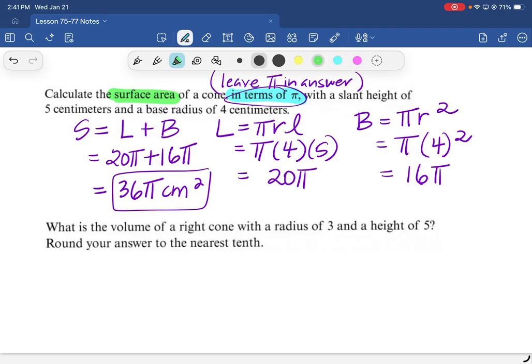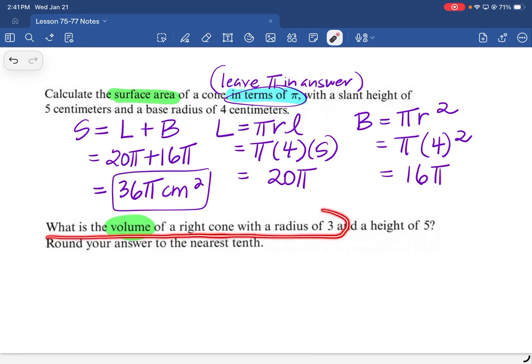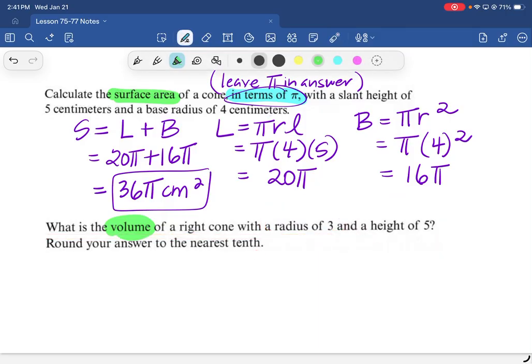All right. Now we are solving for volume. It says, what is the volume of a right cone with the radius of 3 and a height of 5? Round your answer to the nearest tenth. That's 1 decimal place. Thomas, what's our formula for volume of a cone? Pi, area of the base times height. Yep, area of the base times the height, divide by 3.